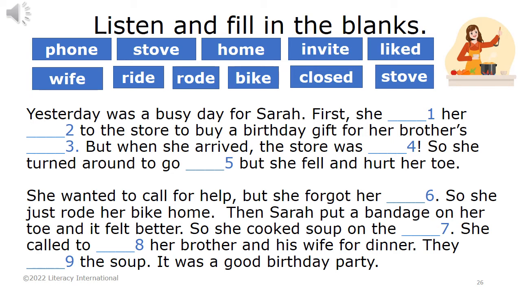Then Sarah put a bandage on her toe and it felt better. So she cooked soup on the stove. She called to invite her brother and his wife for dinner. They liked the soup. It was a good birthday party.